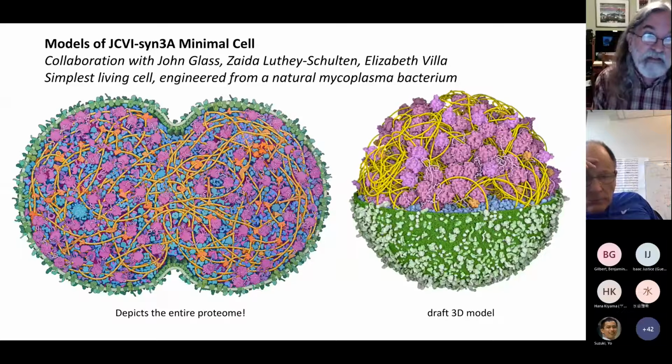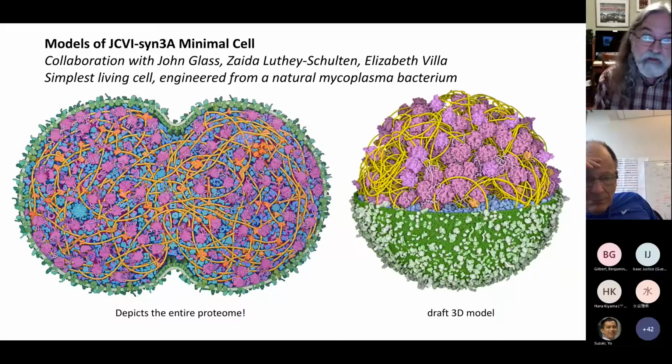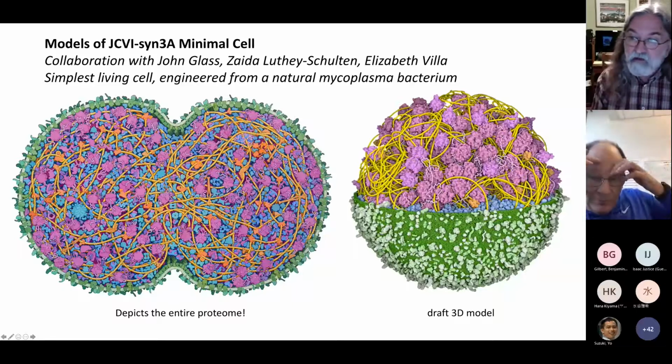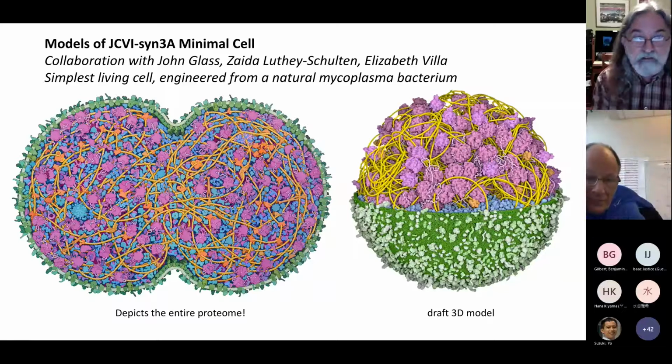And so the syn3A is really just a perfect subject for this kind of a project. Maybe first of all, because it's the simplest cell now, right? So this is the first time I've been able to depict an entire proteome in one picture. So this picture down here has every protein in this cell. And it's amazing, isn't it, to think of right there is everything that's needed to create life. You know, I mean, what could be better than that?